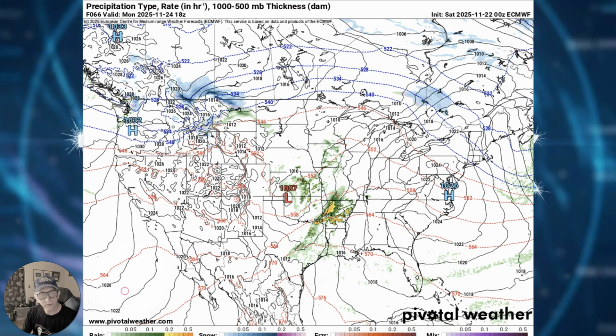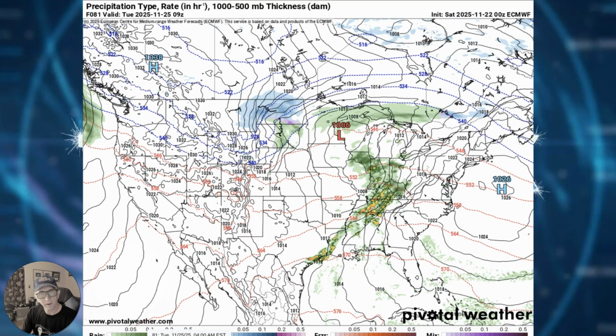So I'm going to start this surface map. This is the European, because I'm using the European because it shows snow and rain. AI doesn't show that. This is starting on the 24th, which is Monday. All right. So rainfall ongoing here. All right. We move through time.